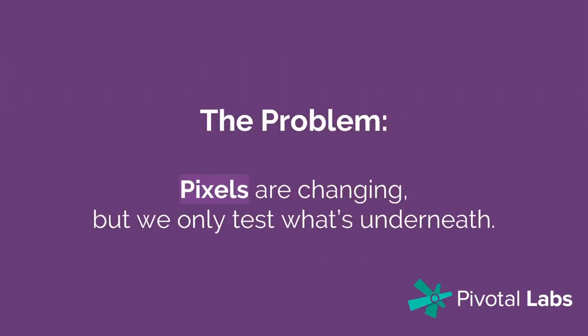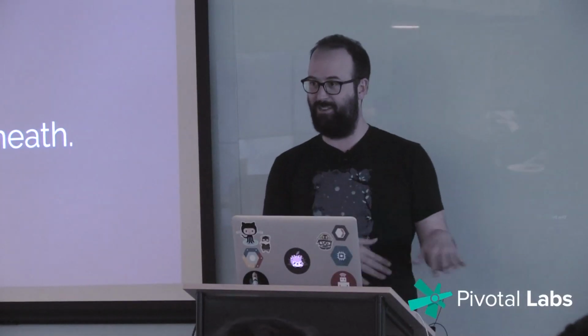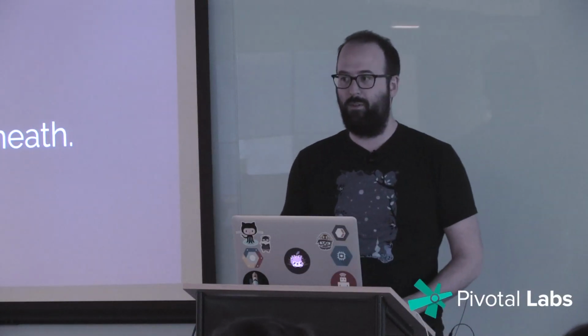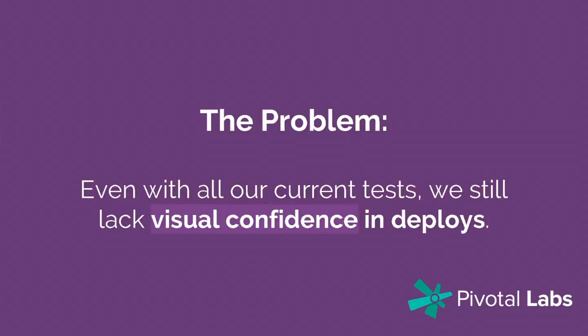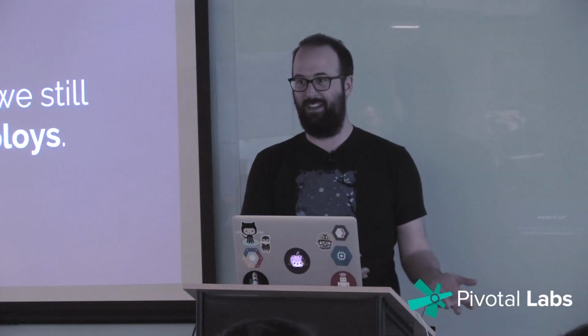So the problem in general and the problem space is basically that pixels are changing, but we're often only testing the abstractions underneath those pixels, right? We're only testing what's underneath. And to go a little bit further than that, even with all of our current testing strategies and methodologies, we still lack confidence in our deploys, in the visual side of our deploys, right?